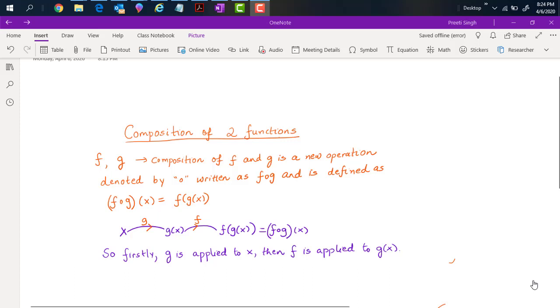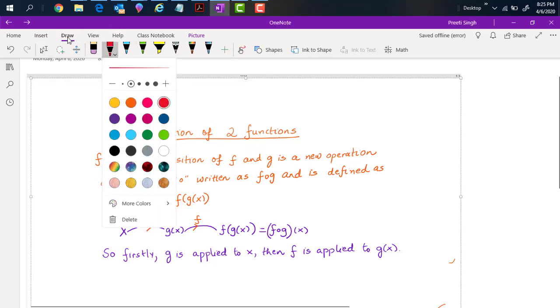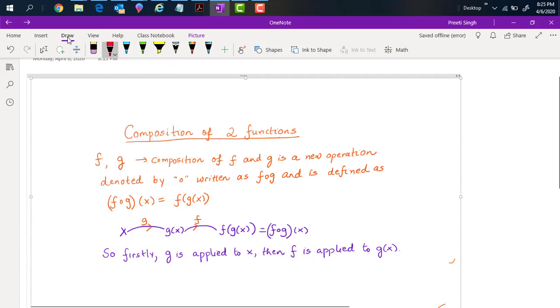I'm going to go over this topic, which is called composition of two functions. So it's like an operation on two functions like addition, subtraction, multiplication. This is a totally different operation and it's called a composition of two functions. So let's look at the definition first.